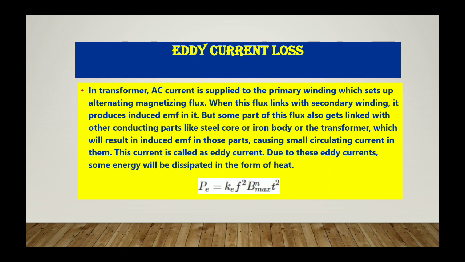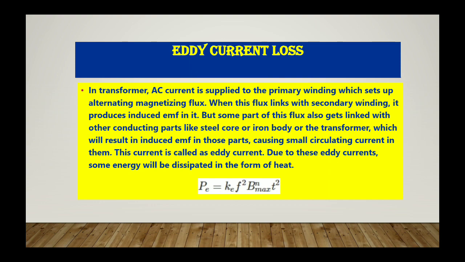But the flux which is produced in the core is linked with the other conductive parts like the steel core, the iron body of the transformer, and this results in an induced EMF in those parts, causing a small circulating current in them, and that is known as the eddy current. Due to this eddy current, some power or energy is dissipated in the form of heat. So that is the eddy current loss.